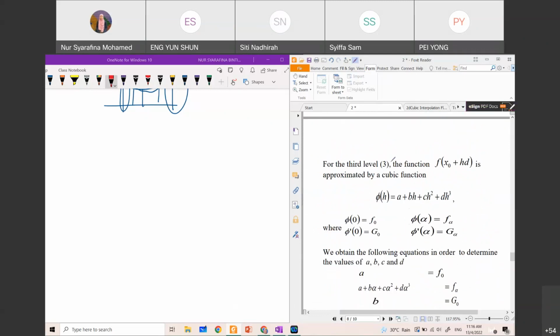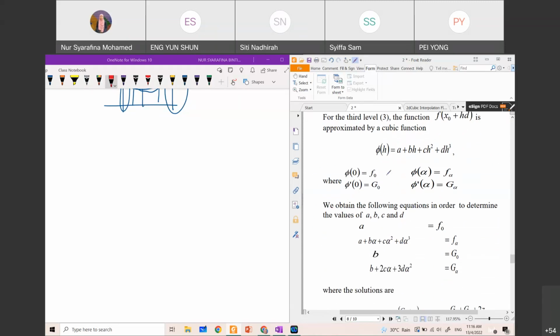For the third level, the function f(x0 plus hd) is approximated by a cubic function. So this is your cubic function. And we obtain the values of a, b, c, and d by solving the equations here simultaneously, where we differentiate and evaluate at h equals 0.